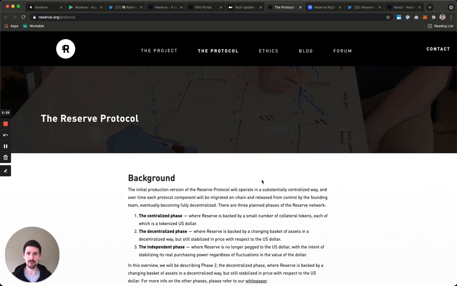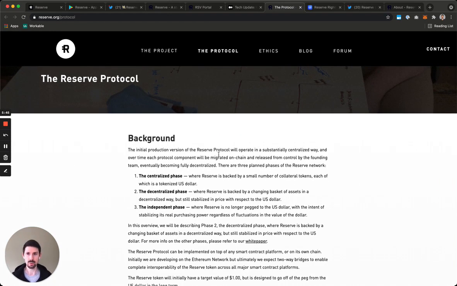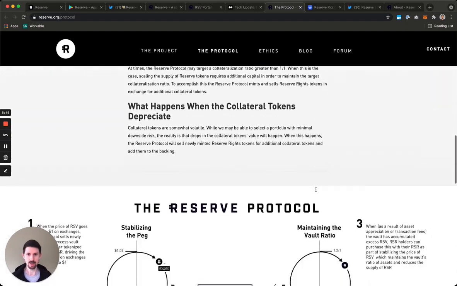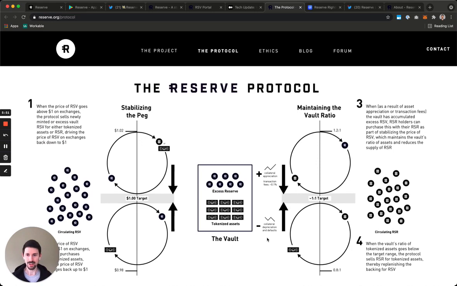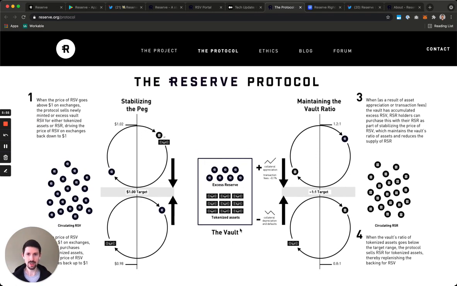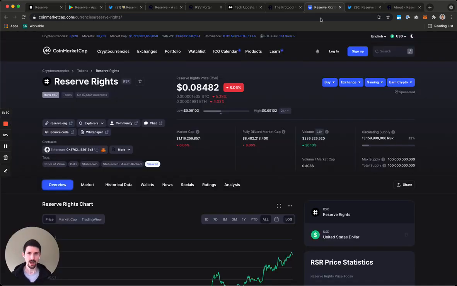There's actually even further nuance to how the protocol will work in the future. Right now, it's actually quite simple. You can come to reserve.org/protocol and read a bit about how the protocol is going to work in the future. It'll be something like this. I'm not going to go over the details right now, but one important piece is that it's actually a 2-token protocol. So there's the Reserve token, which is the stablecoin, and then there's the Reserve Rights token. And that Reserve Rights token does exist today.